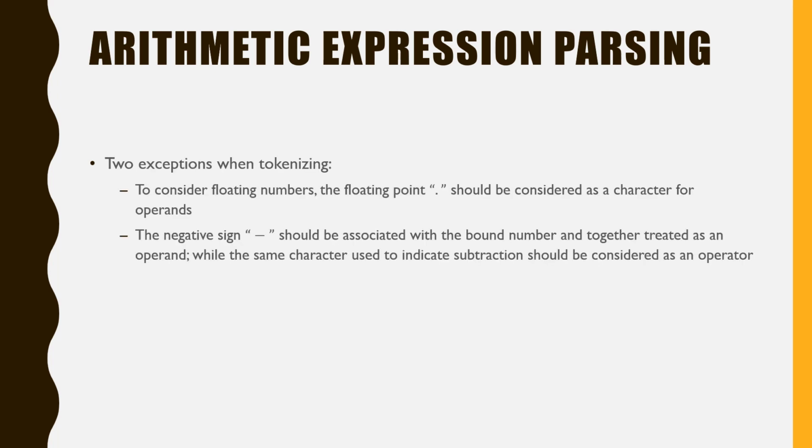Tokenization can be done easily by reading the characters of the string from left to right. In general, digits are considered as operands, and the other symbols are treated as operators. There are 2 exceptions. First, the floating point should be considered as a part of an operand. Second, the negative symbol should also be considered as a part of an operand. The same symbol, when used to represent subtraction, should be treated as an operator though.